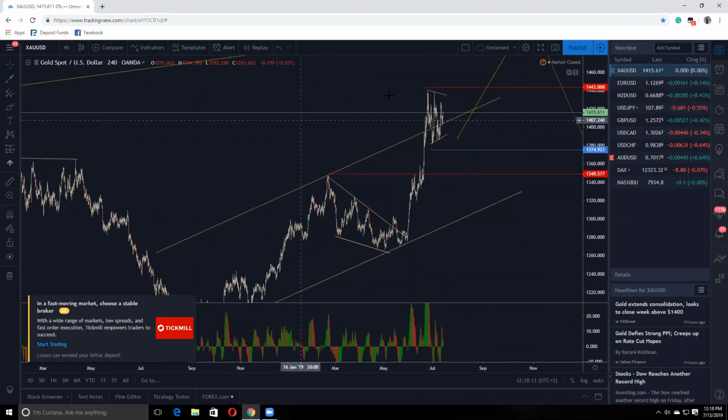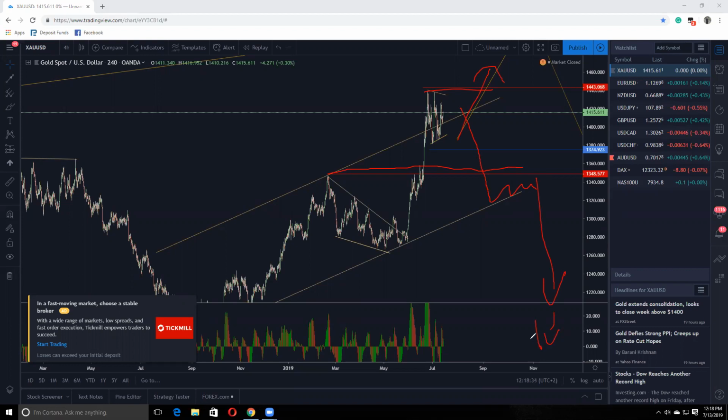So from here, as long as gold is trading above this level, we're still going to get this move that breaks the top. But if they break below this level, then we're no longer looking for this upside. We're going to look for continuation to the downside, if you get what I mean.